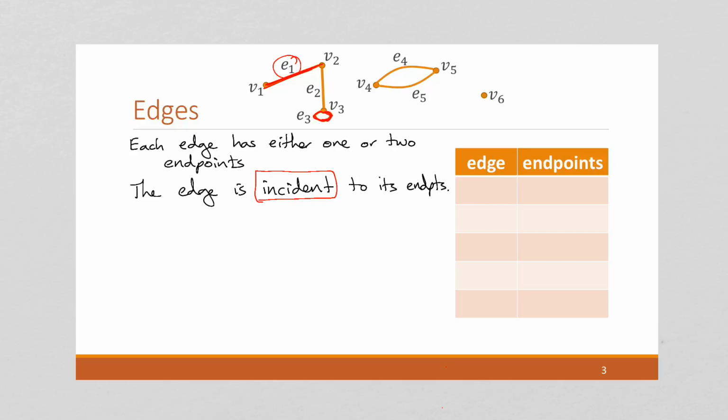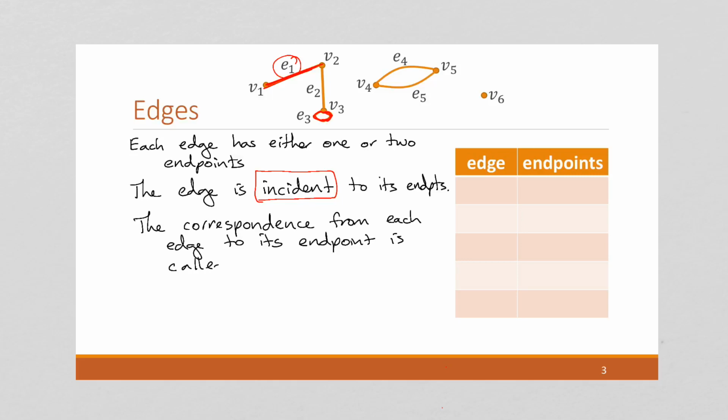And the way we can represent these edges, we say that the correspondence from each edge to its endpoints is called the edge endpoint function. It's really exciting.